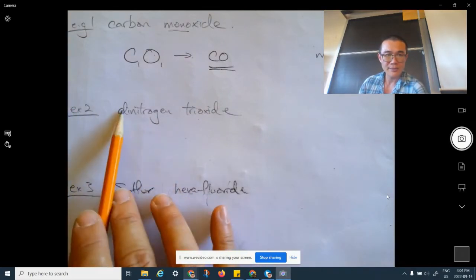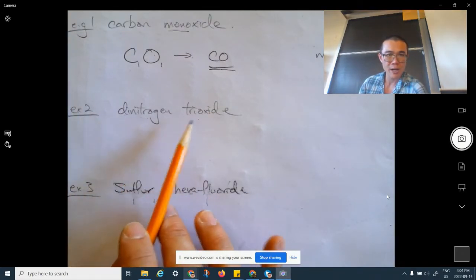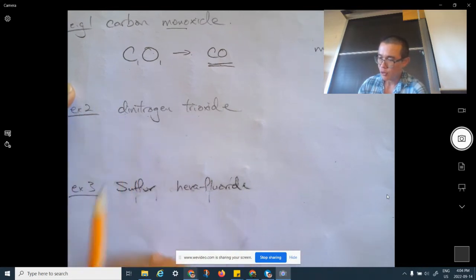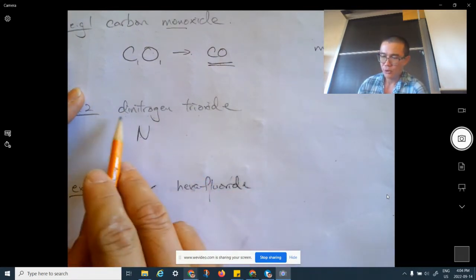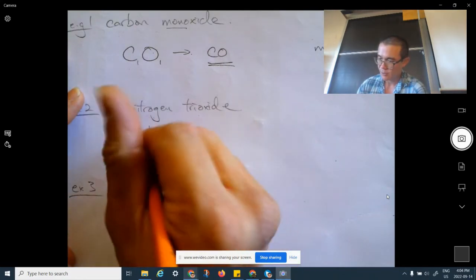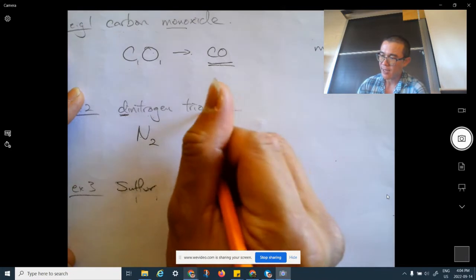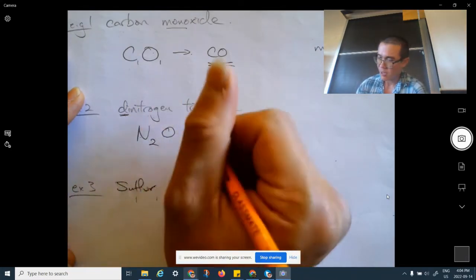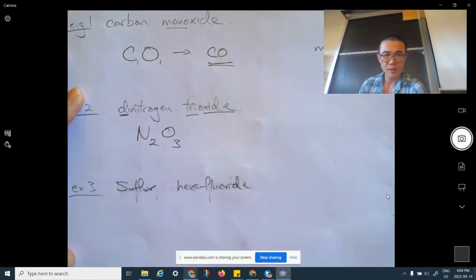Now let's do another one. Dinitrogen trioxide. So nitrogen is N. There's di, which means there are two of them. So N2. Oxide is oxygen. And tri means three. So N2O3.